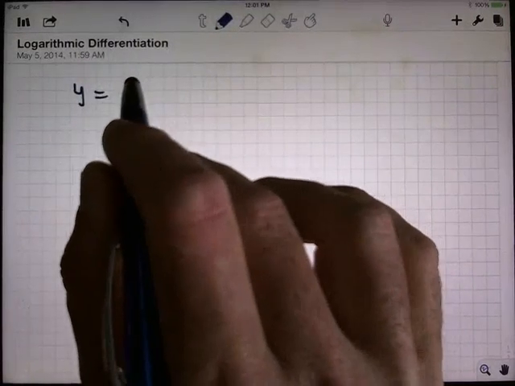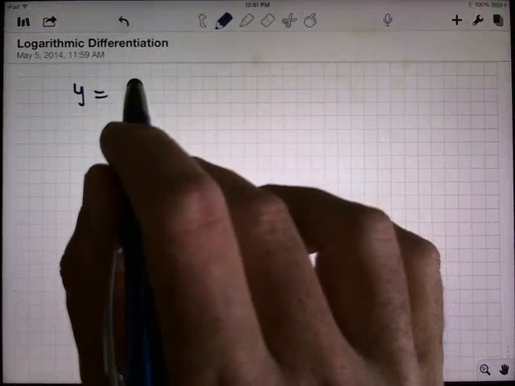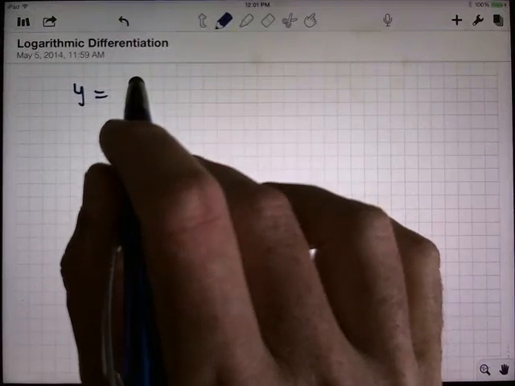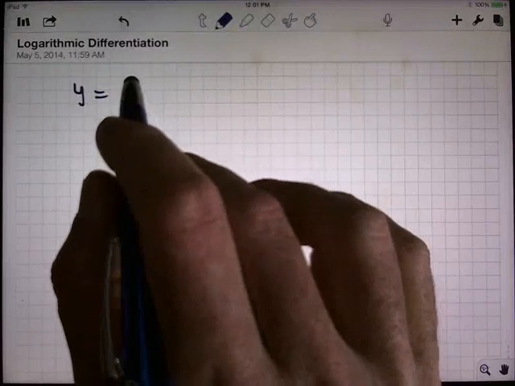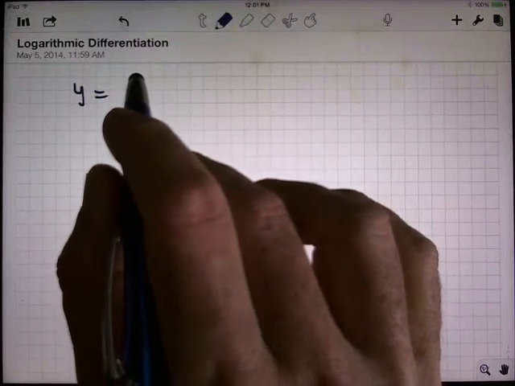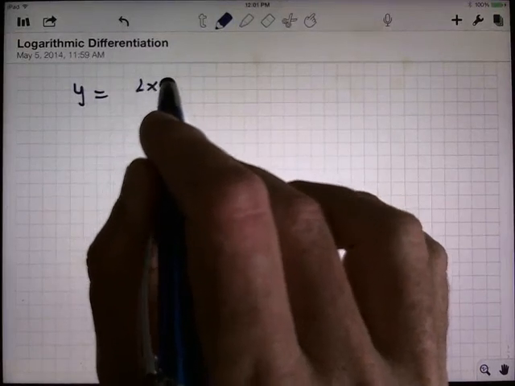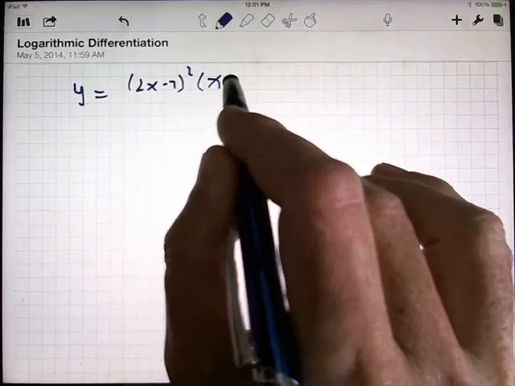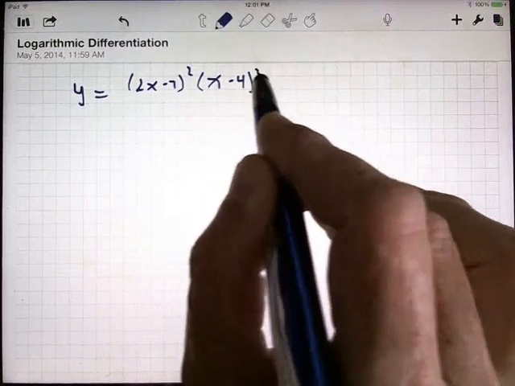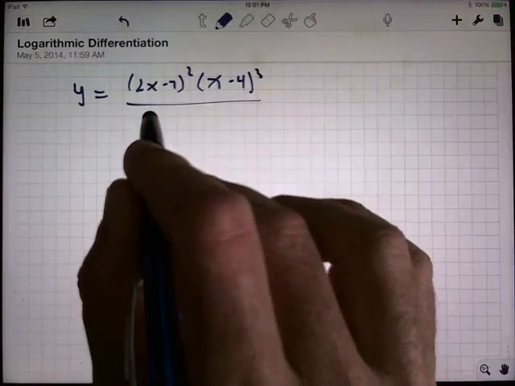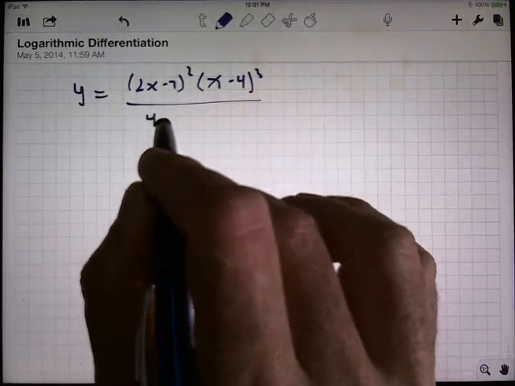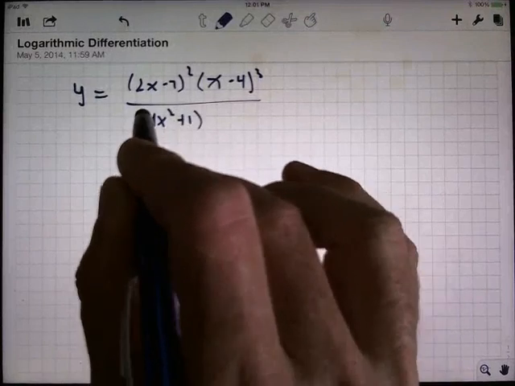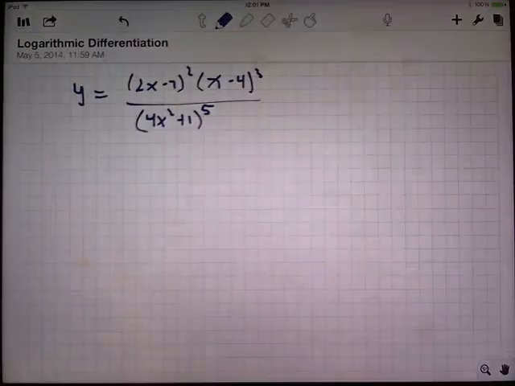Suppose I've got a function. Now I'm going to start with a function that I do know how to take the derivative of anyway, but I'm going to do it a different way and see how it might actually be easier. So let's take something like y equals 2x minus 7 squared times x minus 4 cubed, all divided by 4x squared plus 1 to the 5th power.